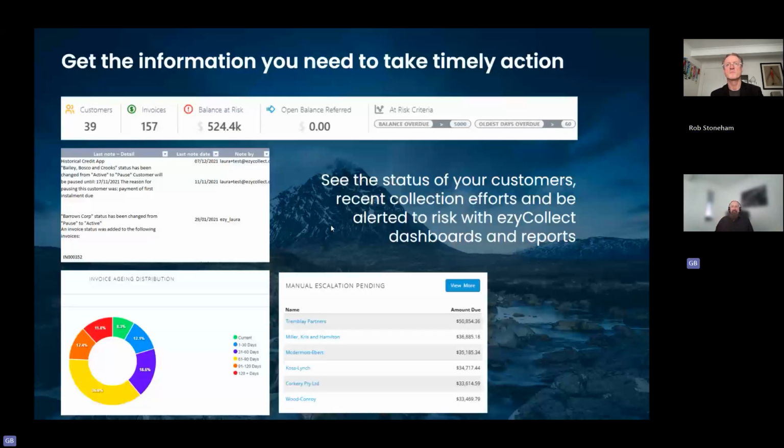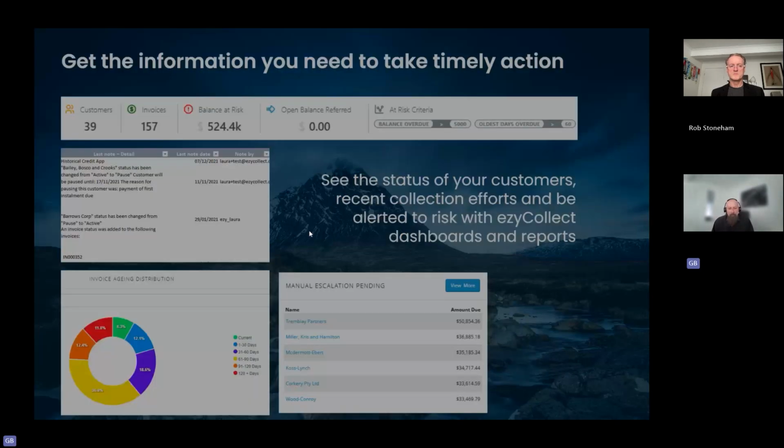So the other thing with ezyCollect too is you've got dashboards. You can see escalations pending. You can see overdues. You can see your aging and distribution. So it's really quickly in front of you. And you also get an at-risk criteria. So you've got 39 customers that are yellow. There's 157 invoices that are being warned about. There's 524,000. So you do get a lot of metrics across the top of it to help you manage your book.